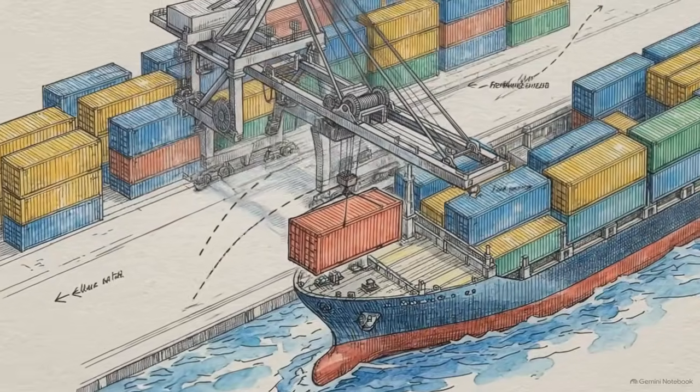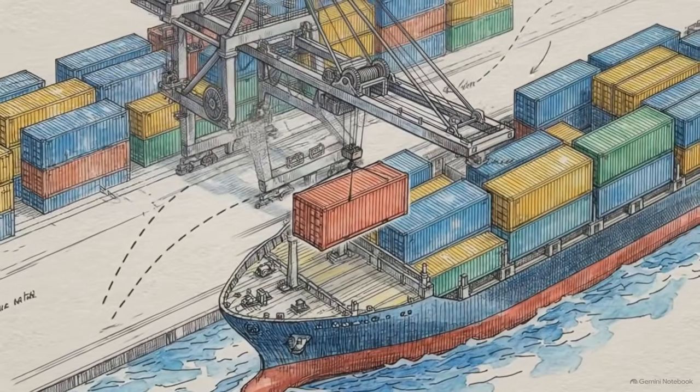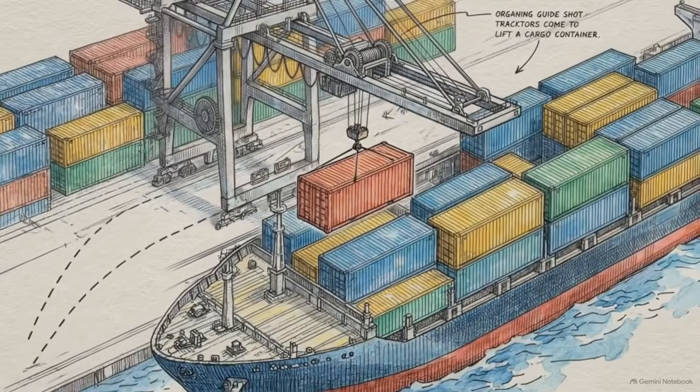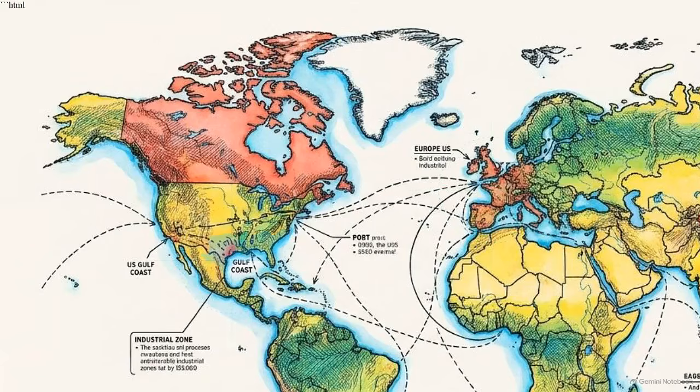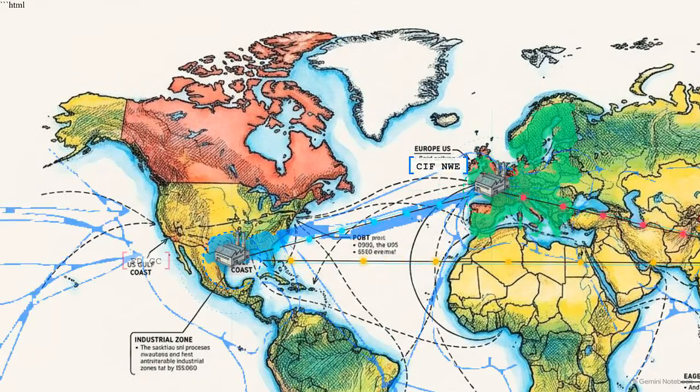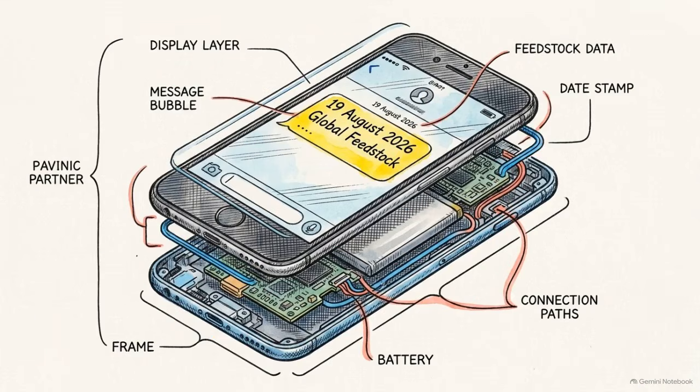To track the movement of millions of tons of global commodities today, you can't wait around for a quarterly earnings report. The actual data moves instantly in fragmented digital alerts. Take this exact message sent on August 19, 2026.